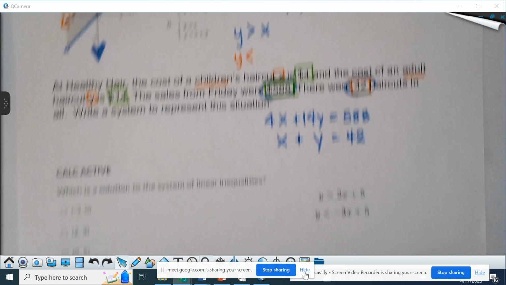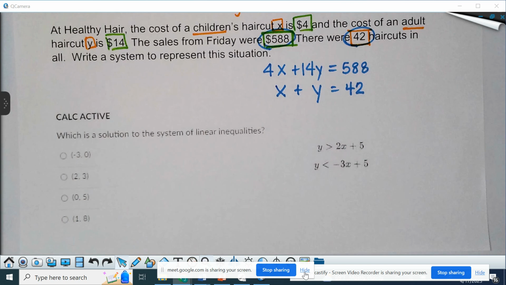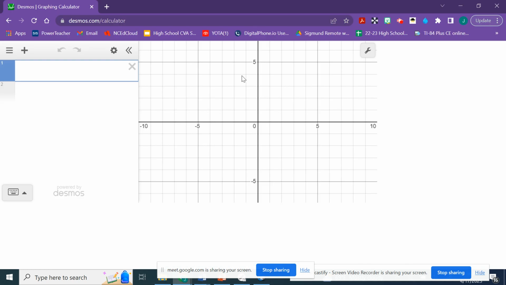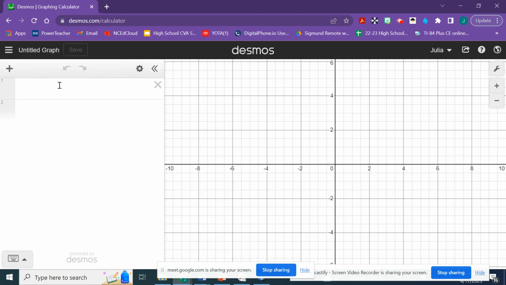Calculator active. Again, you could plug these in if it happened to be inactive, but it is active. So we're going to look at that one more time. Make sure we get really good at calculators. Desmos makes it a hair easier than necessarily your TIs because it's going to give you that dash line and that solid line.